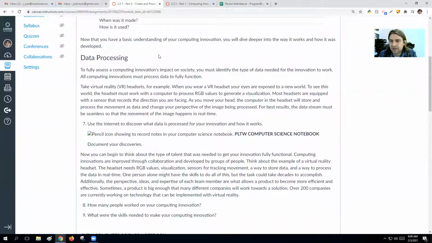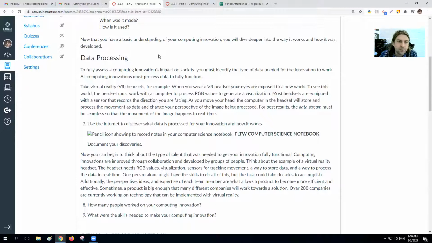Okay, so next we can talk about our data processing. Once we have all this information, what are we going to do with it? To fully assess the computing innovation's impact on society, you must identify the type of data needed for the innovation to work. All computing innovations must process data to fully function. Take virtual reality or VR headsets, for example. When you wear a VR headset, your eyes are exposed to this new world. The headset must be worn with a computer to process the RGB values to generate the visualization.